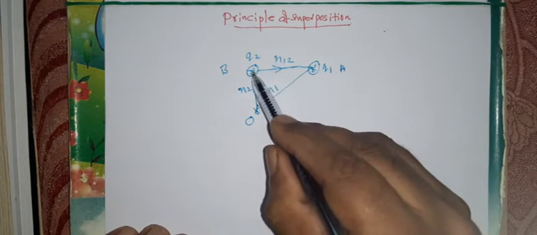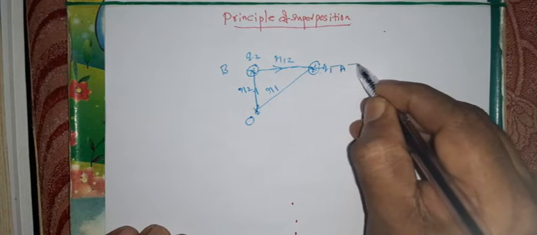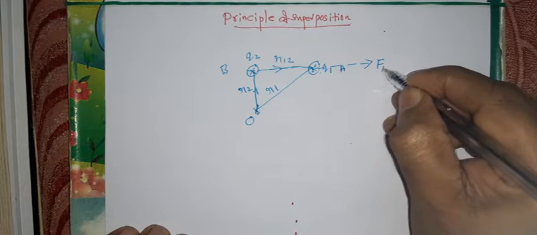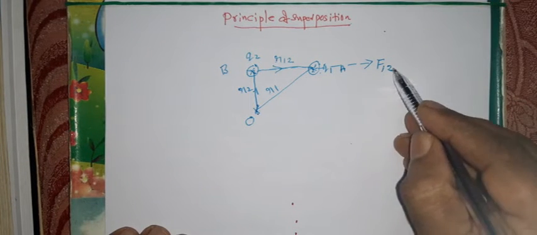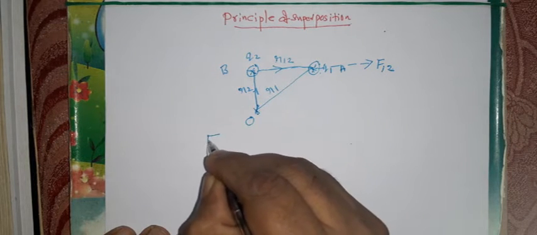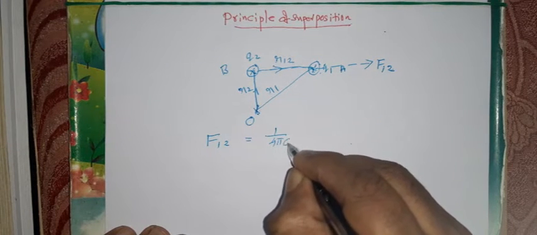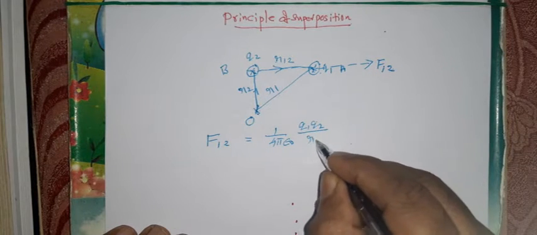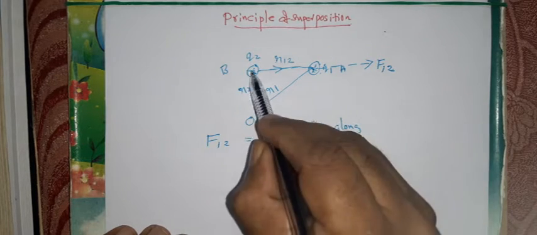We know the Q2 will exert a force on Q1. This is directed along this direction, and this force can be represented as F12, meaning the force exerted by the second charge on the first charge. By Coulomb's law, this force is given by F12 is equal to 1 by 4 pi epsilon 0 into Q1 Q2 by R12 square and directed along BA.